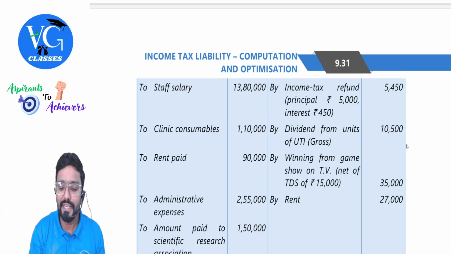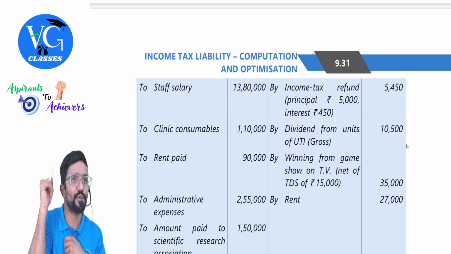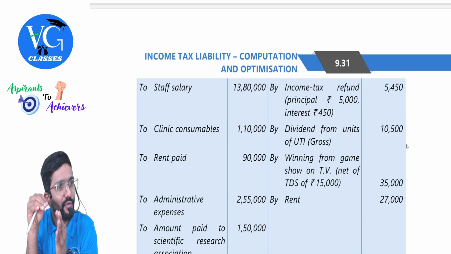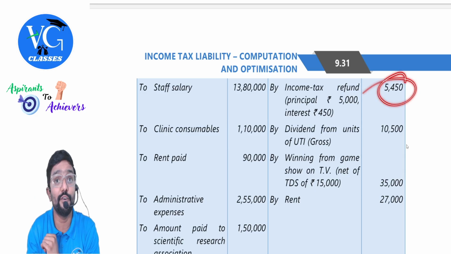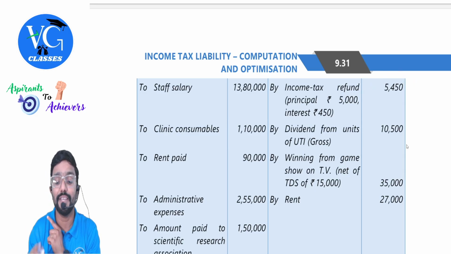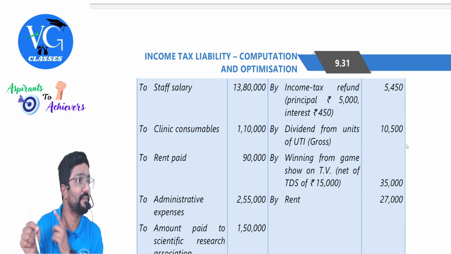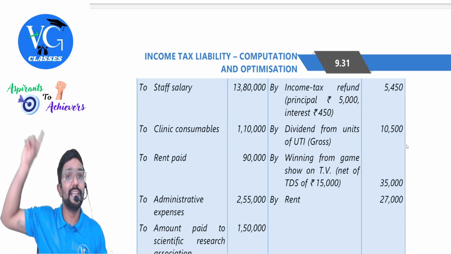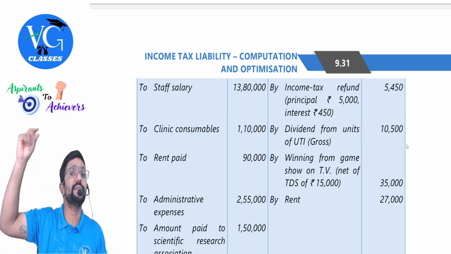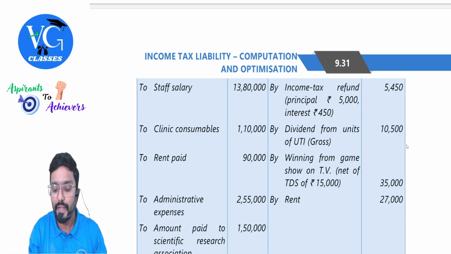For example, sir, here only 450 is taxable under other sources. So while removing, should I remove only 450 or should I remove 5,450? 5,450. Why, sir? What is credited here? 5,450. Please remove it. But while including it under the head other sources, how much should you include? 450.